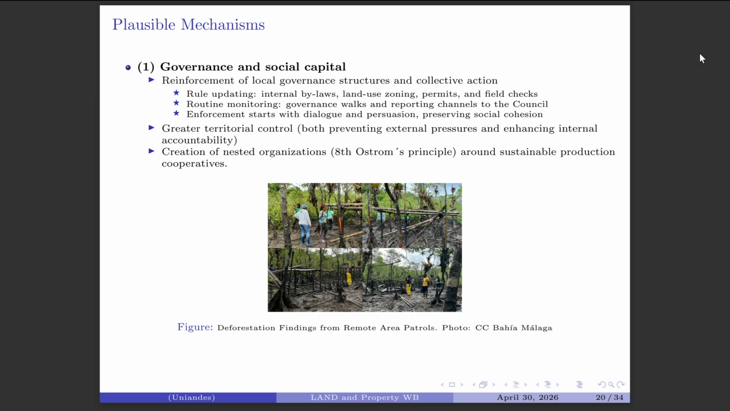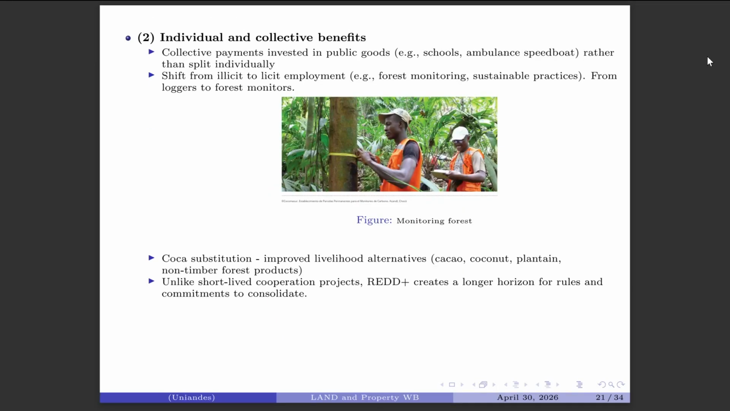You can see here some of the monitoring patrols in the regions where they found deforestation in remote areas, and they can stop very early the evolution of deforestation in remote areas.